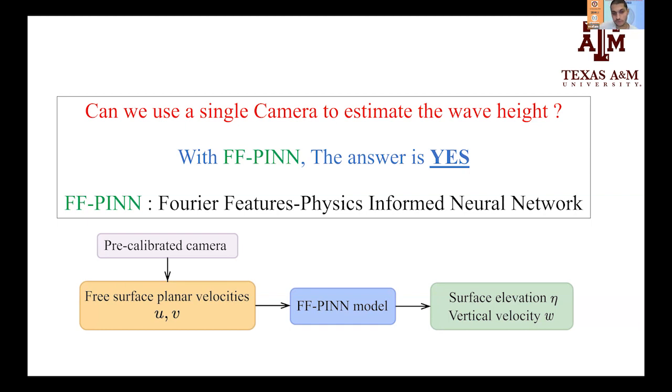FFPINN, the Fourier feature physics-informed neural network. The big picture is, if we have a pre-calibrated camera and we can get the horizontal velocity components of the water stream or the wave stream, then we can feed this free surface planar velocity to the FFPINN model. Then we can have predictions for the surface elevation and also the vertical velocity component.